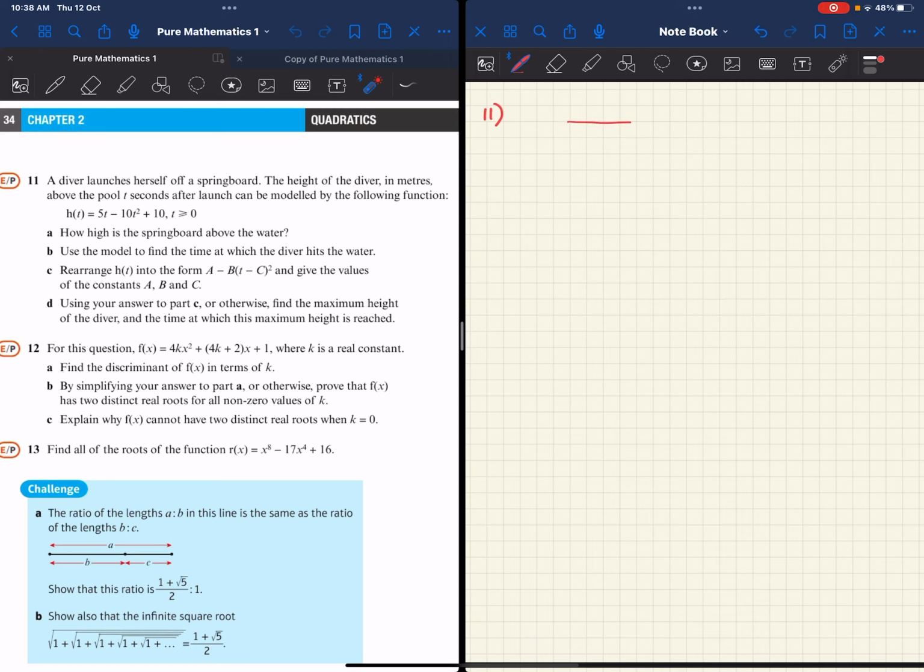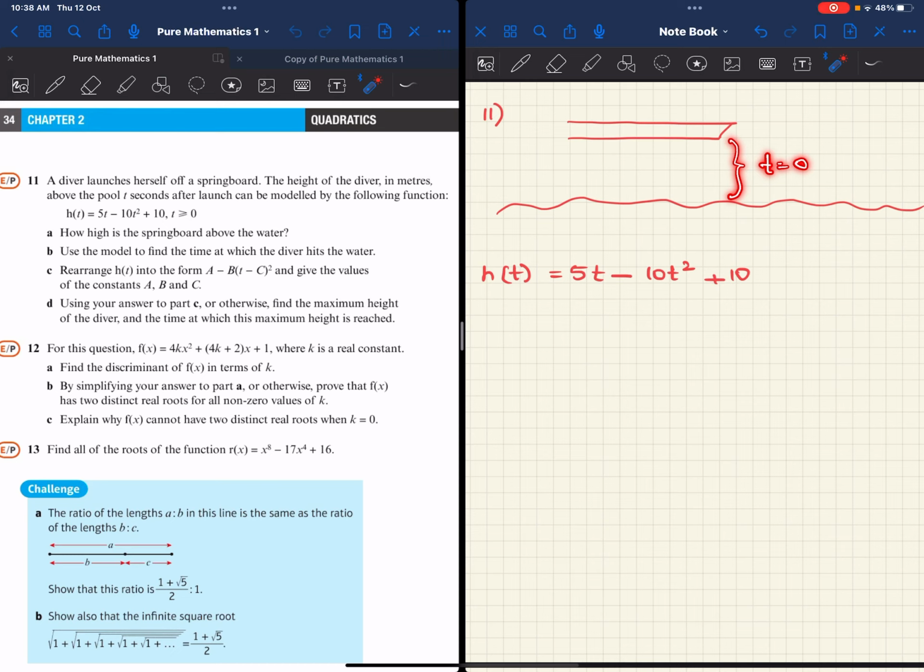Let's first understand. We have a springboard here and it is above the water. There is an equation h(t) is equal to 5t minus 10t squared plus 10. This equation tells us the height of the diver at t seconds. So, when there is no diver here, the time is 0. So, we need to find the height when there is no diver, basically the constant height of the springboard.